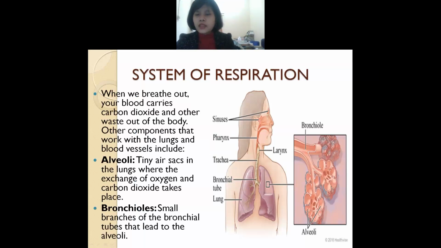Okay. Next is alveoli and bronchioles. So now let's see about it. What happens when you breathe out? The blood carries carbon dioxide and other waste of the body. When you breathe in, you take in oxygen, right? So when you breathe out, what happens? Carbon dioxide and other waste products come out from your body.